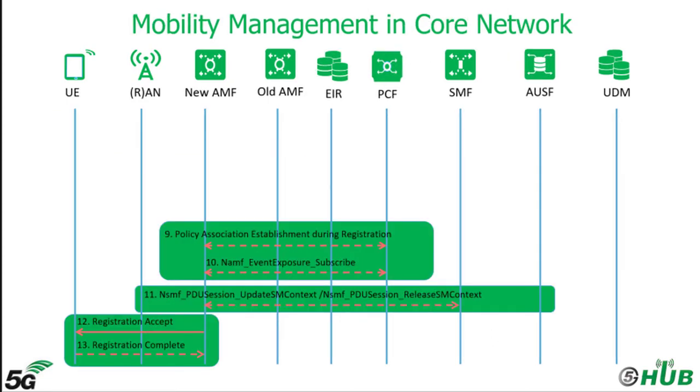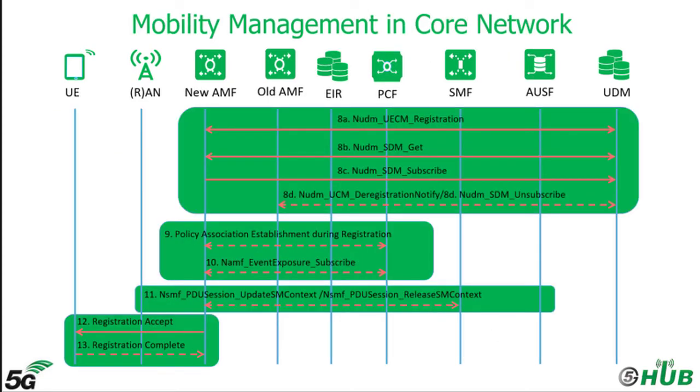Now, if we continue with some of the procedure, here we can see something between the new AMF and UDM, and the last step will be between UDM and the old AMF. The three steps are called registration, get, and subscribe. So from 8A, 8B, 8C, there are three procedures: registration, get, and subscribe.